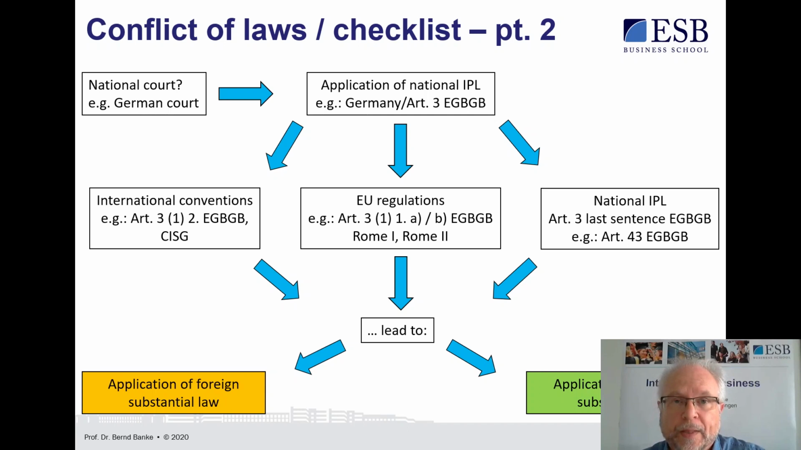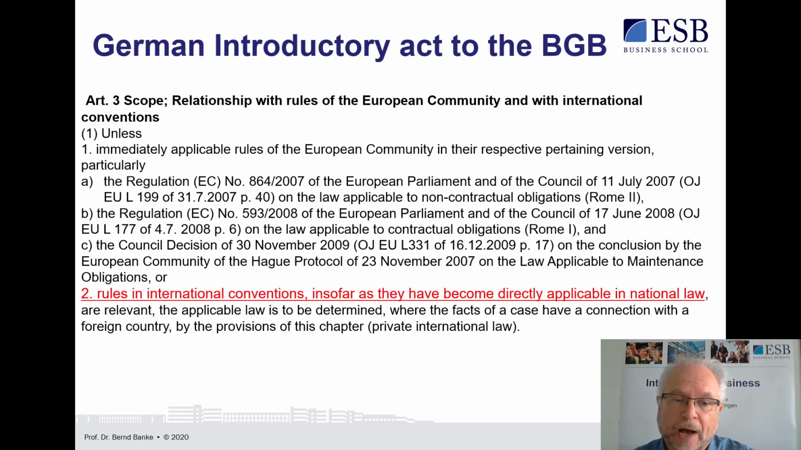We know that the German court, because the assumption was that the seller can only be sued in Germany, will start with Article 3. Article 3 has 3 different possibilities. Talked about that less than 10 minutes ago. And the one which is most interesting for us is the one down there, which is now to be seen in red. Number 2, rules and international conventions insofar as they have become directly applicable in national law.